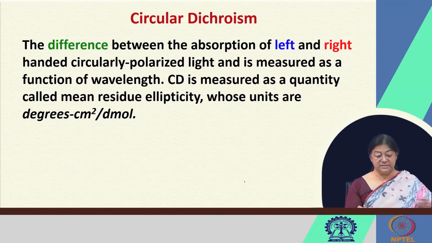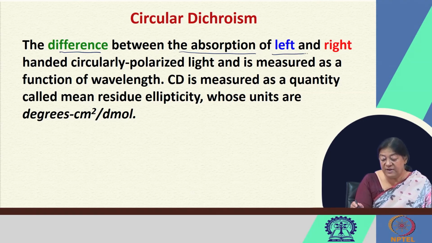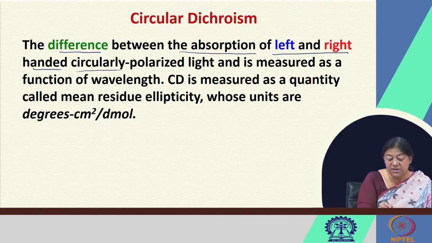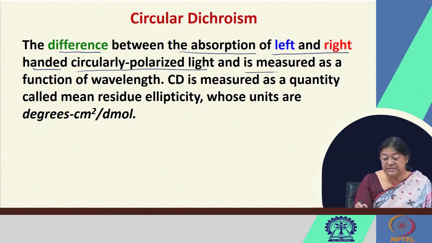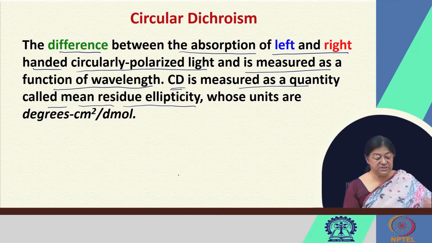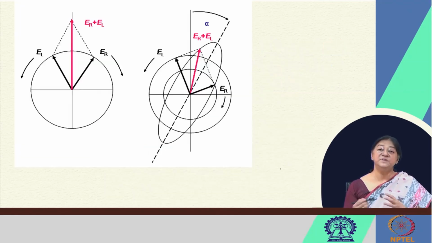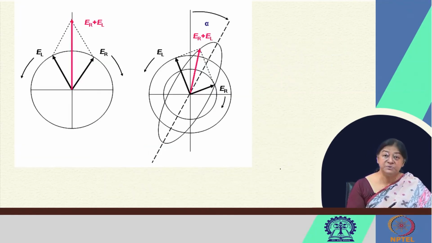Now, what we are looking at is the difference between the absorption of left and right handed circularly polarized light, and this is measured as a function of the wavelength. This circular dichroism is measured as a quantity called the mean residual ellipticity, whose units are given here. So, we have absorption giving us different spectra, that is a manifestation of the sample through which this light has been passed.